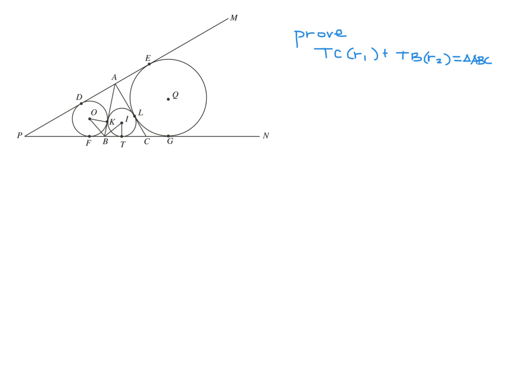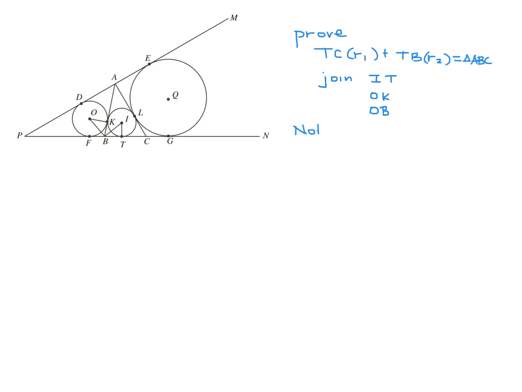Note in this diagram we have joined a few segments. We have joined I, which is the center of that circle inside ABC, to T, so we created an IT. Then we joined O, which is the center of this circle, to the tangent point K, so we created an OK. And any other one, we joined O to B, so we created an OB. Okay, great. Now, note a few things here.